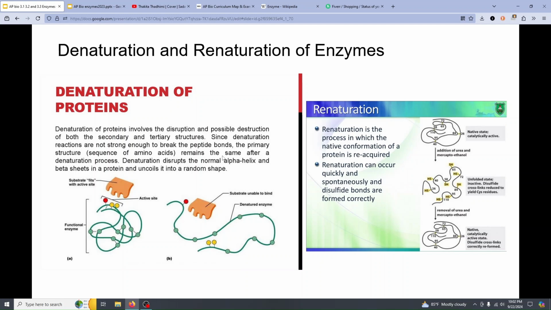And so we saw denaturation. Here is a nice picture. Just remember that there are 4 levels of organization of protein, right? You have the primary structure, which is the sequence of amino acids. In primary structure, the amino acids are attached to each other by covalent bonds, which are strong bonds. Then you have secondary structures, which are localized hydrogen interactions.